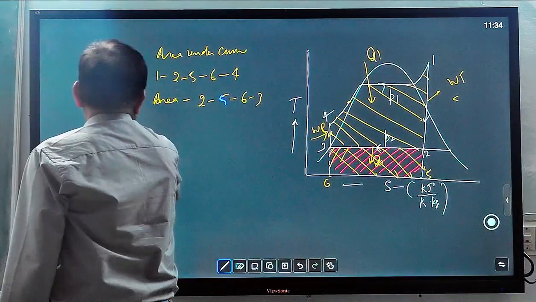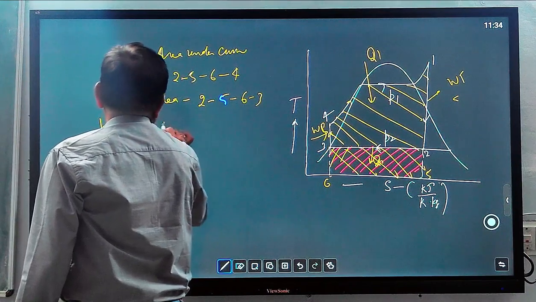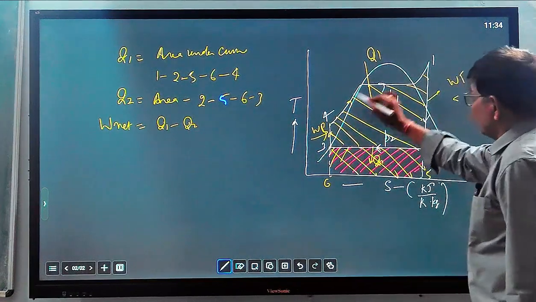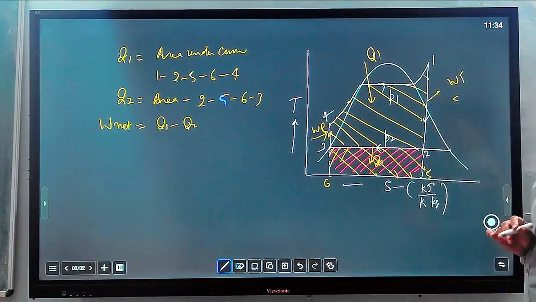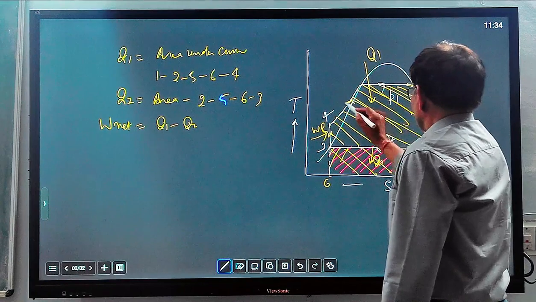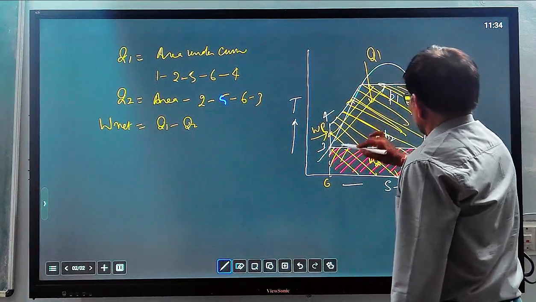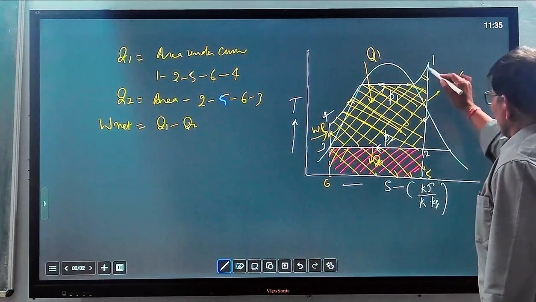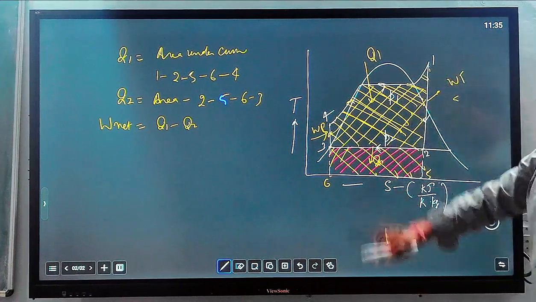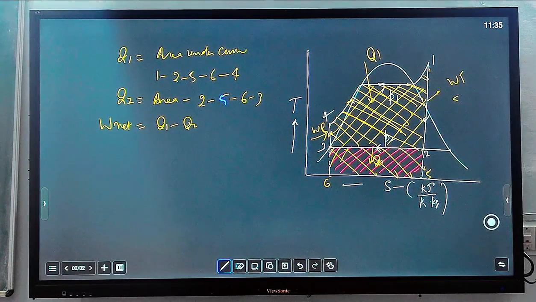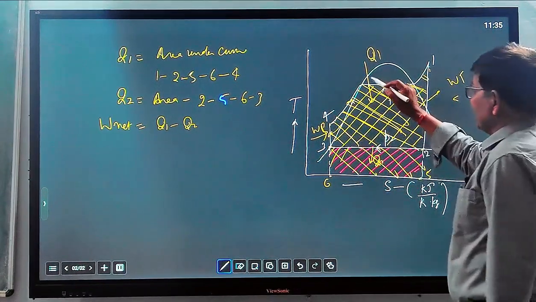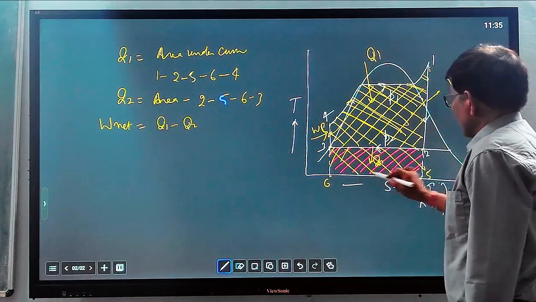So how much will W net be? W net equals, as we already have, Q1 minus Q2: the whole area minus this area. Only this area is known as W net, the area 1, 2, 3, 4, 1. This area is the net work done. And this is the heat rejection, 2, 5, 6, 3, is the heat rejected. Overall heat is given over 1, 2, 5, 6, 4.